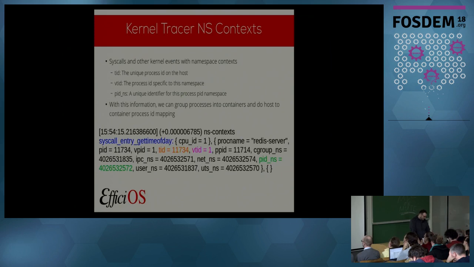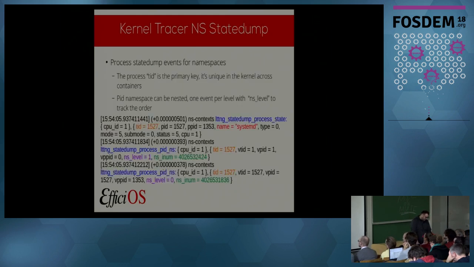So in this example, we can see that the process is called redis-server, and its VTID is 1. So we can extrapolate that we're running inside an application container, and that Redis is running as the init process, so an application container that doesn't use an init process. So in this case, it would be a Redis server Docker container.